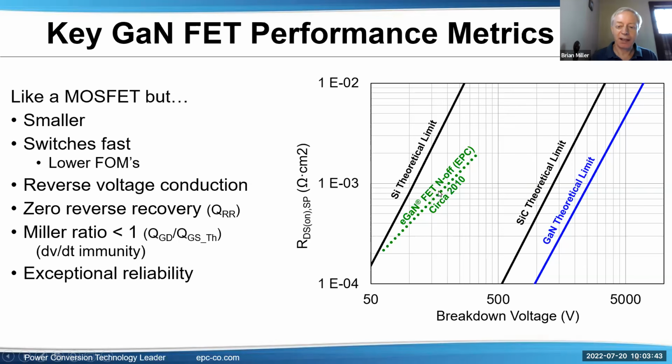As of 2010, EPC GaN FETs were already noticeably better than the theoretical limit of the silicon MOSFETs. And today that line has moved a little bit closer here. You can see in blue, the theoretical limit is way out here. So there still is room for further improvements in GaN FETs.